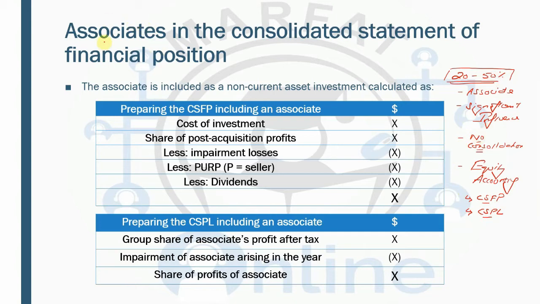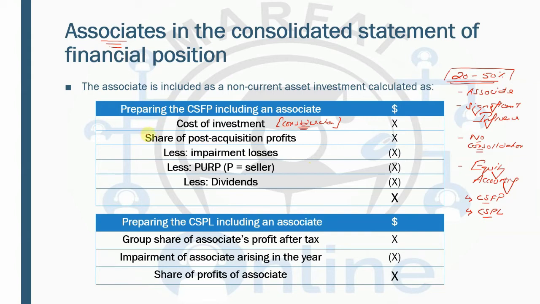So as I've already told you, the associate will be presented. Now we'll be talking about, first of all, in the statement of financial position, how this is recorded. The first thing you need to know is the cost of investment. Cost of investment means the consideration which has been given by the parent company to the associate. This is the amount which has been paid by the parent company.